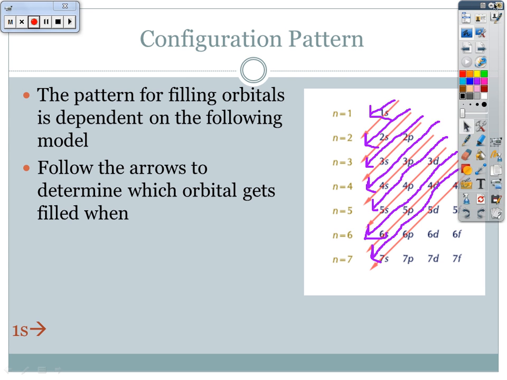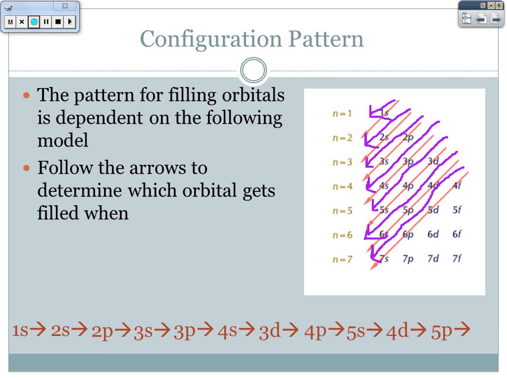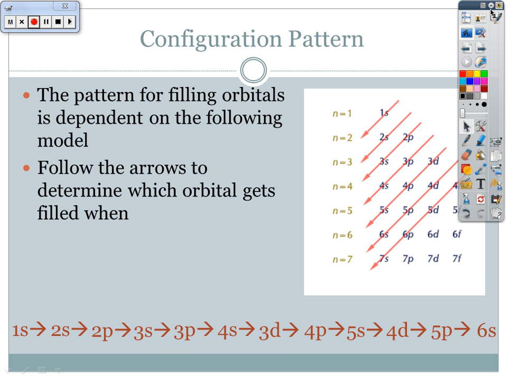Okay, so what that looks like, if you write it all down, is you go 1s, then 2s, then 2p, then 3s, then 3p, then 4s, back to 3d, then 4p, then 5s, then 4d, then 5p, then 6s, and so on and so on. So you can draw your own arrows, and I would write that out. That is a way to remember, so you don't have to actually memorize this order. You can just write down those values.